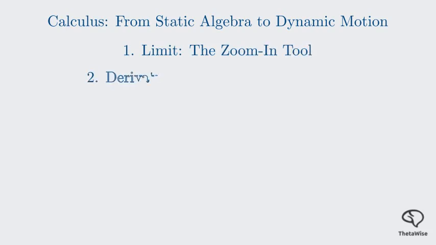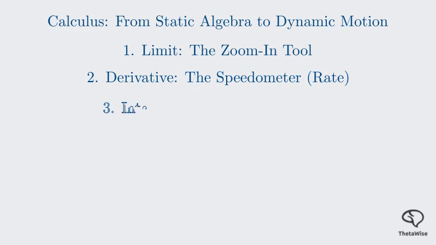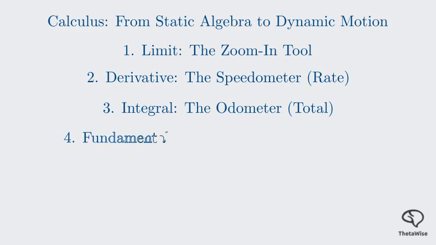Let's quickly recap what we've discovered today. We saw that algebra struggles with motion, which led us to calculus. We learned that the limit is our tool for getting infinitely close, a necessary step for defining instantaneous concepts. The derivative measures instantaneous change, like a car's speedometer. We even saw a quick win with the power rule to find a derivative. The integral measures total accumulation, like a car's odometer. It's the area under a curve. And finally, we connected these two powerful ideas with the fundamental theorem of calculus, revealing them as inverse operations.